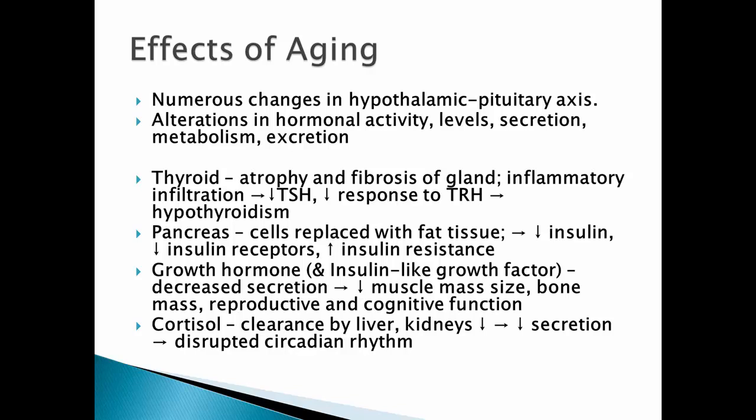We know that cortisol has to be cleared by both our livers as well as our kidneys, and as we get older, that clearance is diminished. As a result of that, because we aren't clearing it as much, there is less secretion of the cortisol coming from the adrenal cortex, and that then leads to disrupted circadian rhythms. If you talk to elders, it's not uncommon for you to hear about that sleep disturbance, and that's part of the circadian rhythm disturbance.